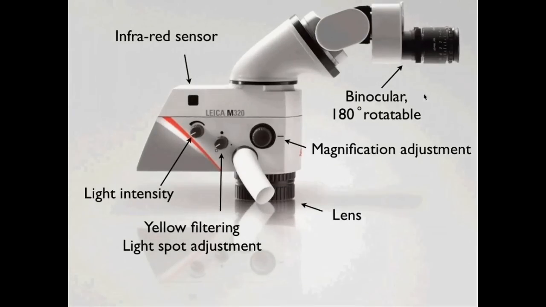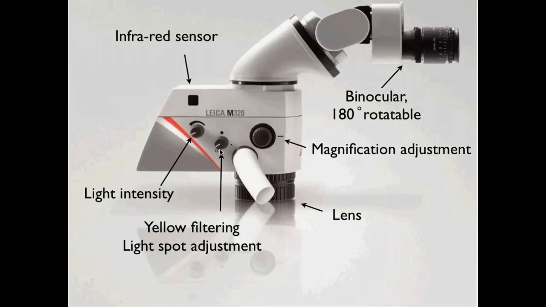I'll just present to you here the small Leica M320. Here you've got the eyepiece, the binocular, which should be, in my opinion, 180-degree rotatable, because otherwise you would have to bend too much. It has got a lens for the fine adjustment, for the sharpness. And here you have the magnification adjustment from about 4 to 25 times magnification. Here you've got a button for the light intensity, and the light is really so bright that you very often have to turn it down a little.